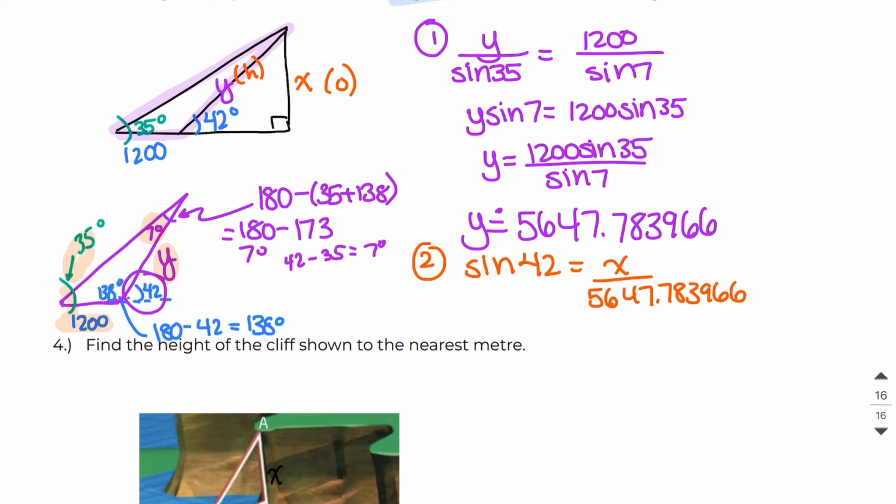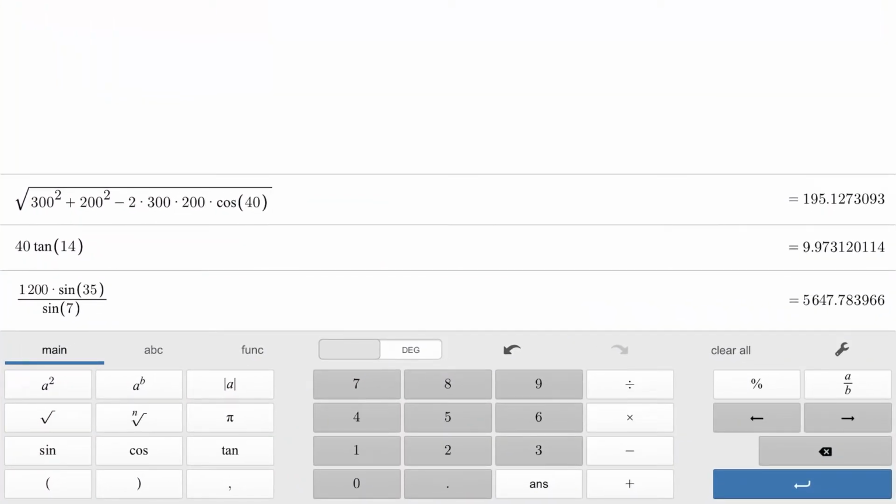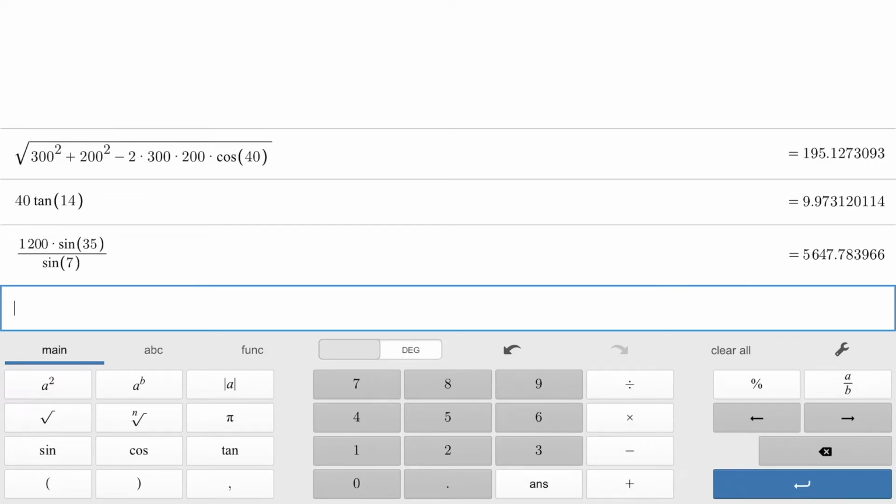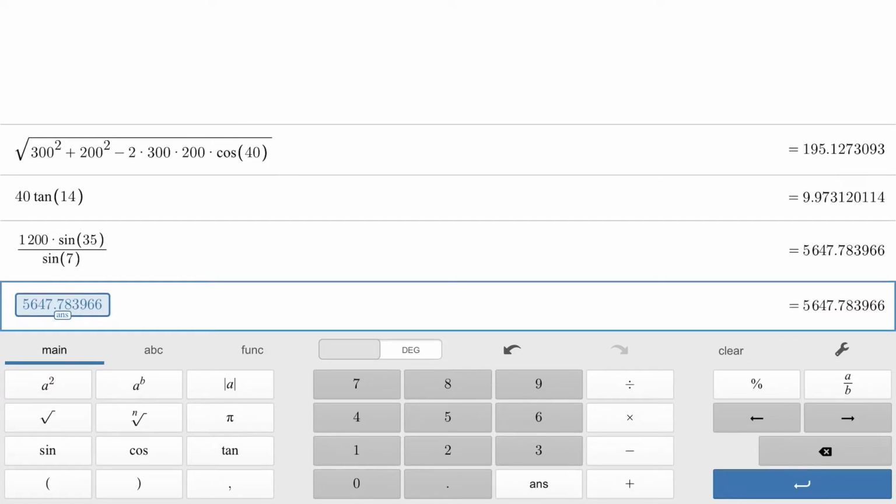5,647.783966. Multiply both sides by that number. And that's going to be times the sine of 42. And I get approximately. Now, I'm going to be completely honest with you. I want to deal with numbers that haven't been rounded. So I can just use my answer, use ANS.